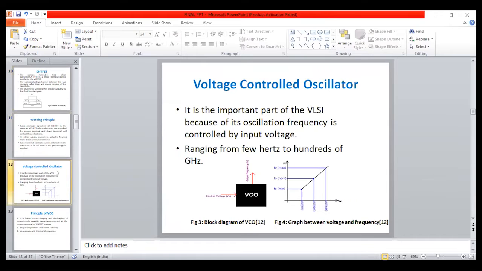The main objective of my paper is a voltage controlled oscillator, where we design a VCO on this technology, because it is an important part of VLSI, as its frequency is controlled by the input voltage. The range is from a few hertz to hundreds of gigahertz. We can see the frequency and the voltage are usually linearly related. When the voltage changes, the frequency changes automatically.